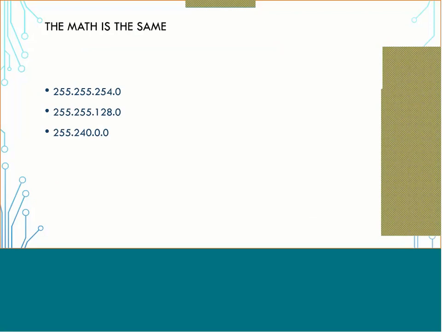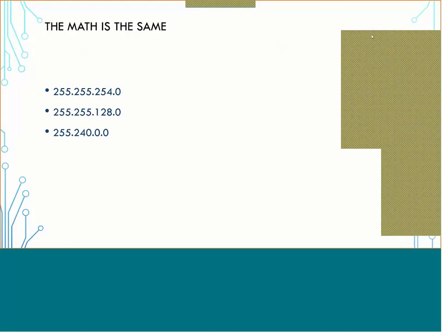so if the math is the same, how would I write 255.255.254.0 in binary? Everybody pop it into the chat box. Send it to Robert and Spencer, or the panelists. Then it comes to me too. So go ahead and pop it in there. Perfect, that looks good. I see tons of correct answers.